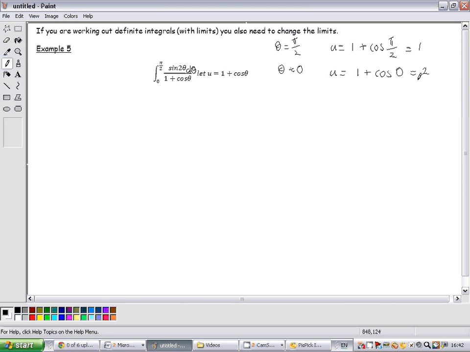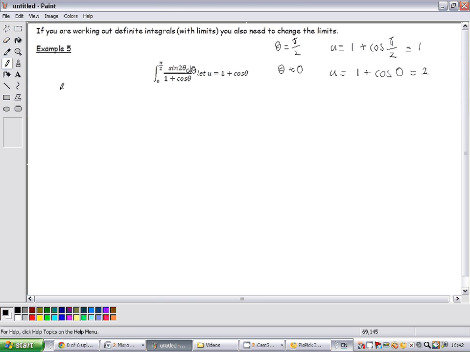Notice how when we do the integral, once we've done the substitution, the lower limit is at the top and the bigger limit is at the bottom. That does happen sometimes, and I'll show you a little trick to deal with that. So let's have a look at what we've got.